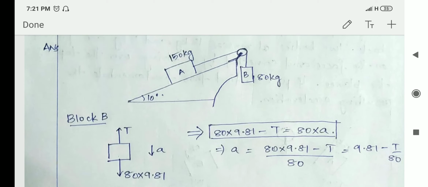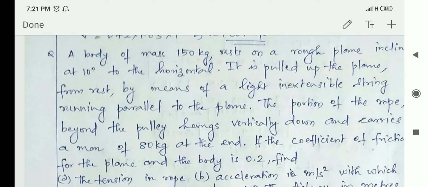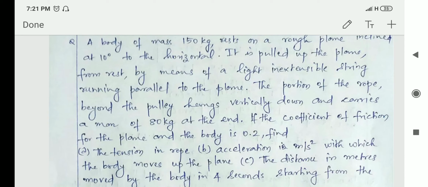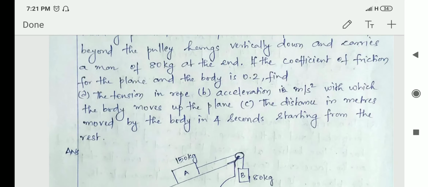Now we have another similar problem. A body of mass 150 kg rests on a rough plane inclined at 10 degree to the horizontal. It is pulled up the plane from rest by means of a light inextensible string running parallel to the plane. The portion of the rope beyond the pulley hangs vertically down and carries a man of 80 kg at the end. If the coefficient of friction for the plane and the body is 0.2, find the tension in the rope, the acceleration in meter per second square with which the body moves up the plane, and the distance in meters moved by the body in 4 seconds starting from rest.